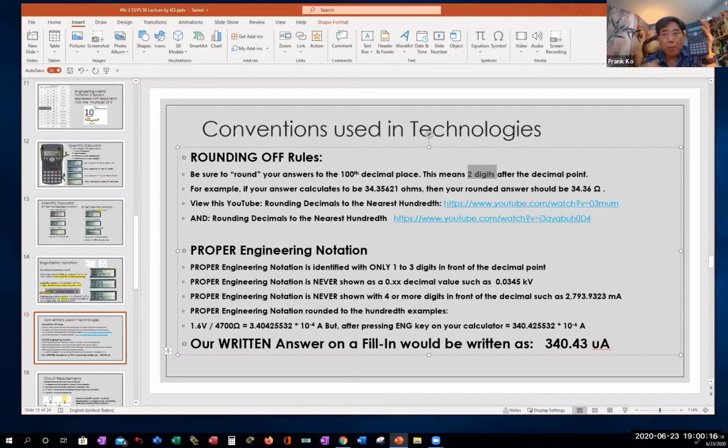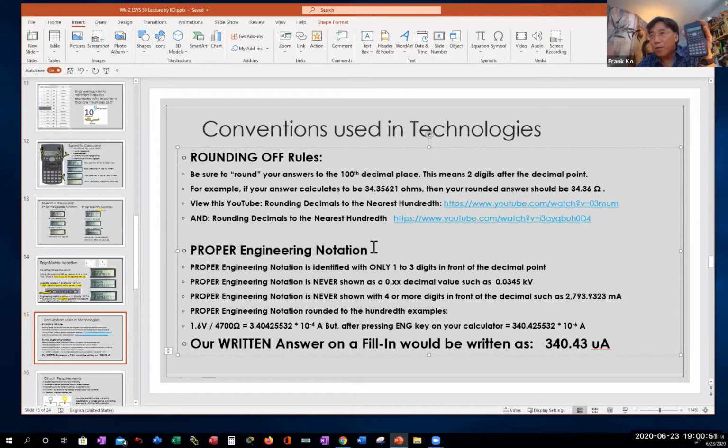And when you get this PowerPoint, and I will load up the PowerPoint before the end of this evening, there happen to be 2 YouTube videos that both will refresh you on how to round to the nearest 100th. So if, for example, your calculator shows this number of ohms, 34.35621, your answer should be rounded to 34.36 ohms. So those examples in the YouTube videos will guide you to proper rounding to the 100th.